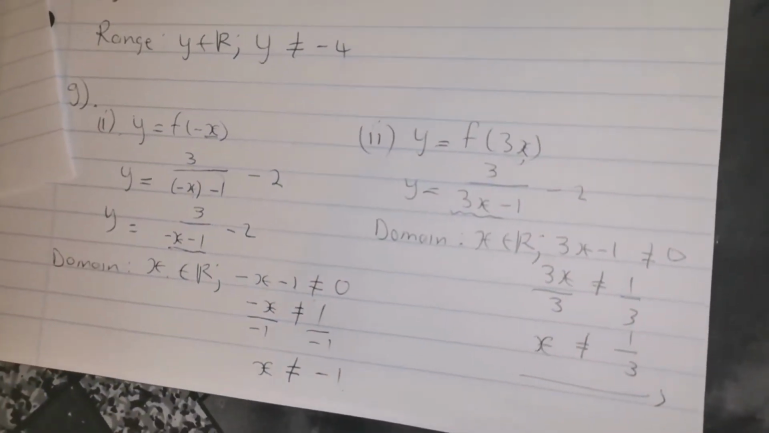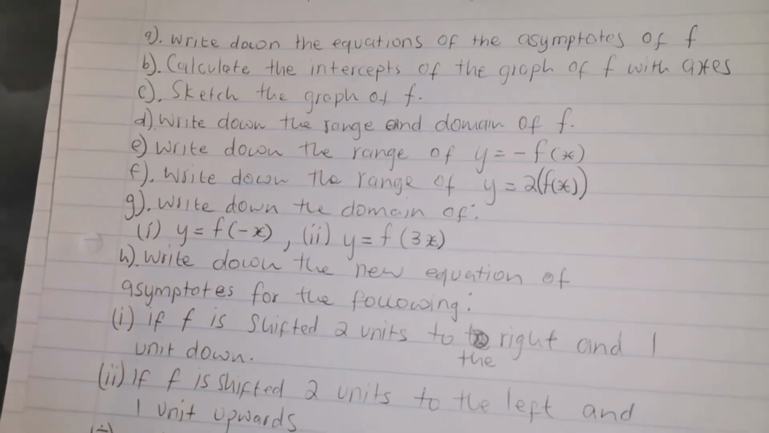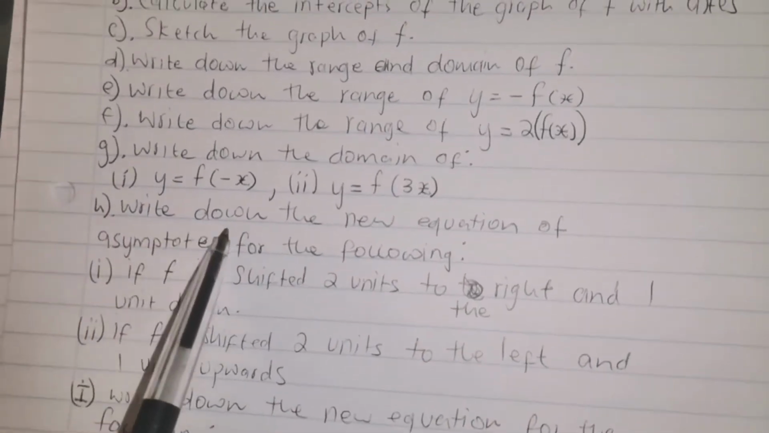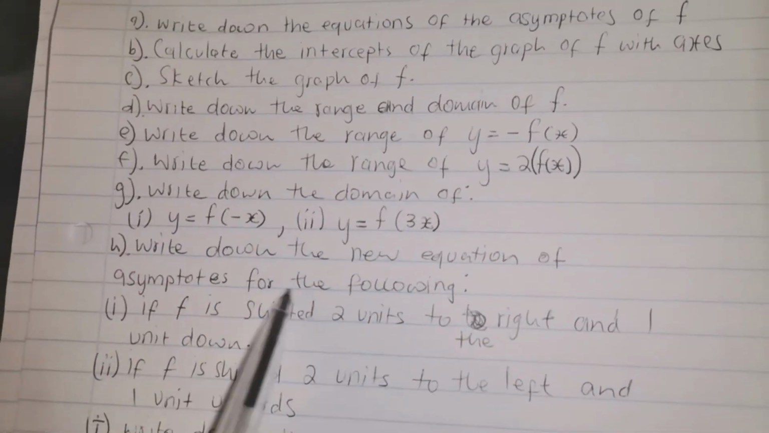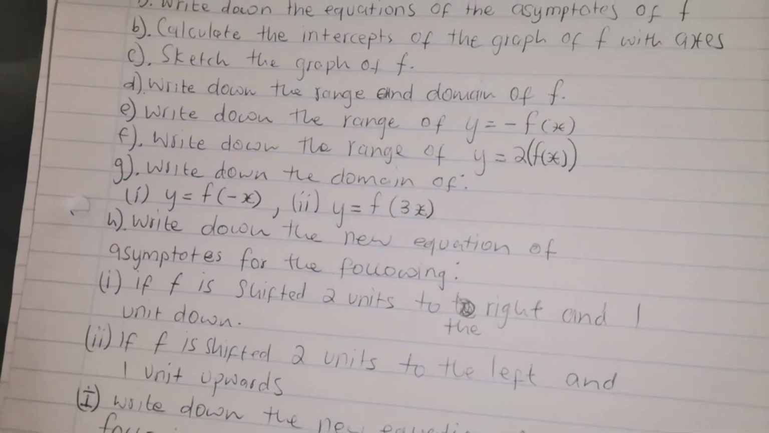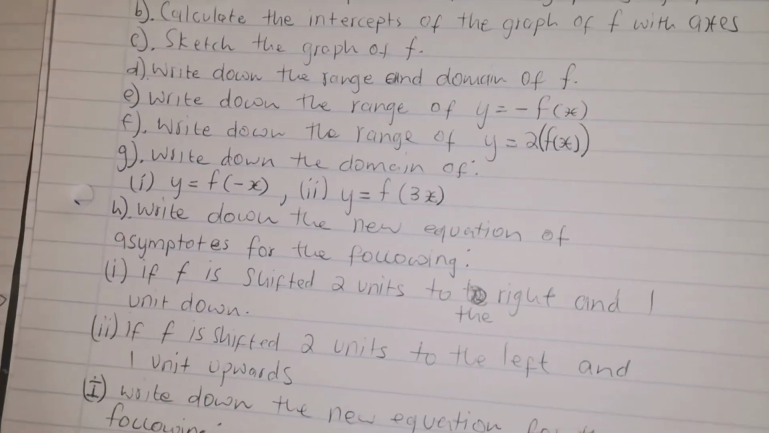Yes, let's come to the next question, H. Guys, H says: write down the new equation of asymptotes of the following. This one is so simple. It says you must write down the new equation of asymptotes of the following if f is shifted 2 units to the right and 1 unit downwards.